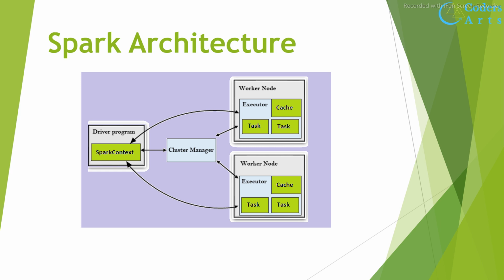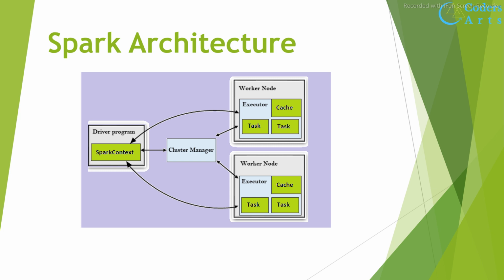This is the diagram of Spark architecture. Spark follows the master and slave architecture that consists of a single master, which is called the driver, and multiple slaves, meaning worker nodes in the cluster. The master node has a driver program. The driver runs its own JVM and is responsible for giving instructions to all slave nodes.